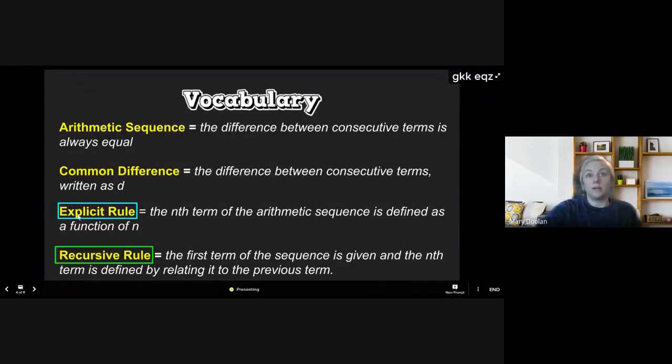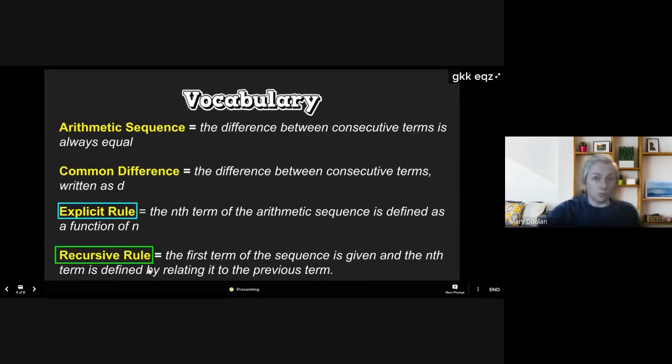All right, and then the other two terms we're going to look at here are explicit rule and recursive rule. This is really big about today, these two different types of rules. I put a blue box around explicit rule, and throughout the presentation you're going to see a blue box around it every time it shows up. And I'm using a green box around recursive rule. These are similar, but they're different. They're both rules for sequences, whereas for an explicit rule, the nth term of an arithmetic sequence is defined as a function of n.